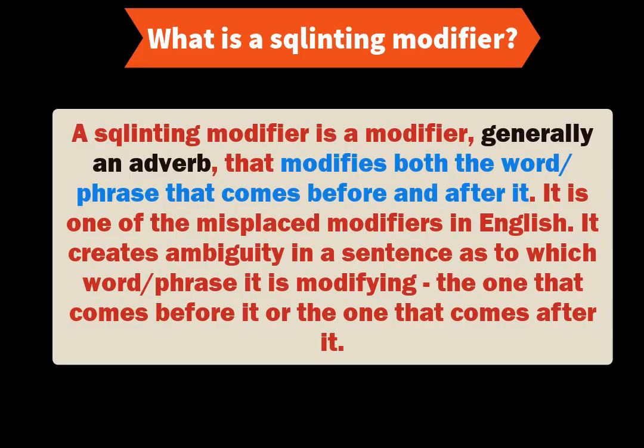Let's do it. So guys, a squinting modifier is a type of modifier that squints. That means it looks in both directions. A squinting modifier modifies the word or phrase that comes before it and even after it. And that is why we're calling it a squinting modifier, because it looks in both directions at the same time. This is crazy, right? You think about yourself being able to look in two directions at the same time. That is crazy. And that's exactly what a squinting modifier does. It creates problems in a sentence, right? It creates ambiguity, and that is why it needs to be learnt and handled.